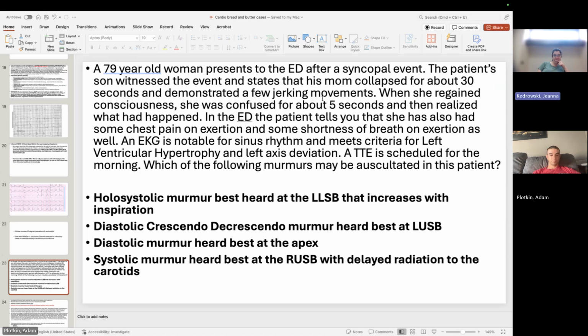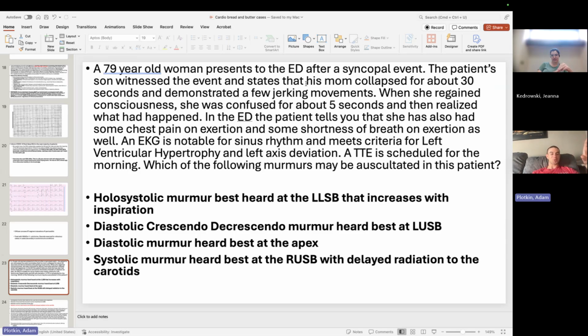Oh, okay. I'm thinking that it would be the second one with like an aortic stenosis type picture. Yep. So you're very close, right?